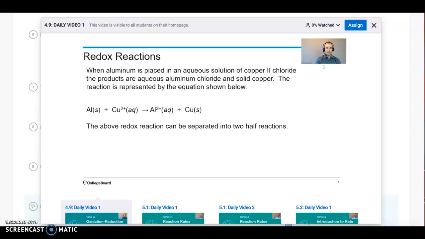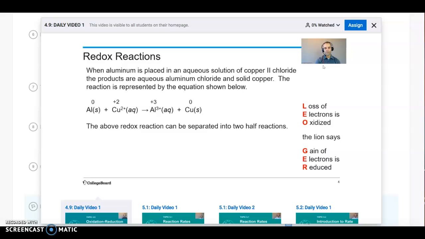If we look at this example, when aluminum is placed in an aqueous solution of copper 2 chloride, the products are aqueous aluminum chloride and solid copper. The reaction is represented below. The above redox reaction can be separated into 2 half reactions. First, we need to figure out what's oxidized and what's reduced. You may recall that oxidation numbers for elemental substances are 0, and monatomic ions are the same as their charge, and so we can assign our oxidation numbers as such.